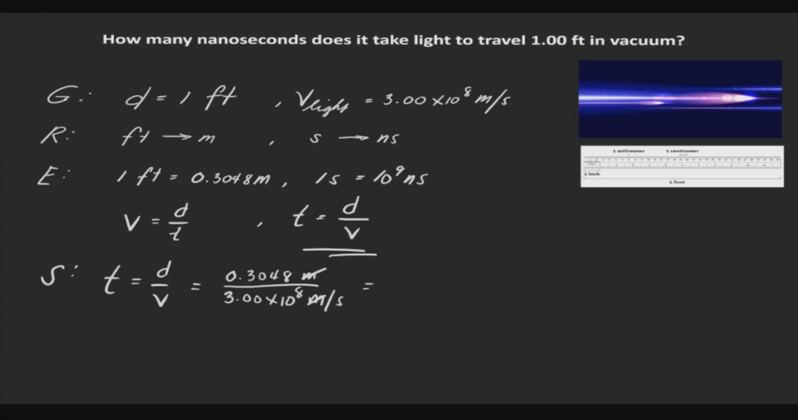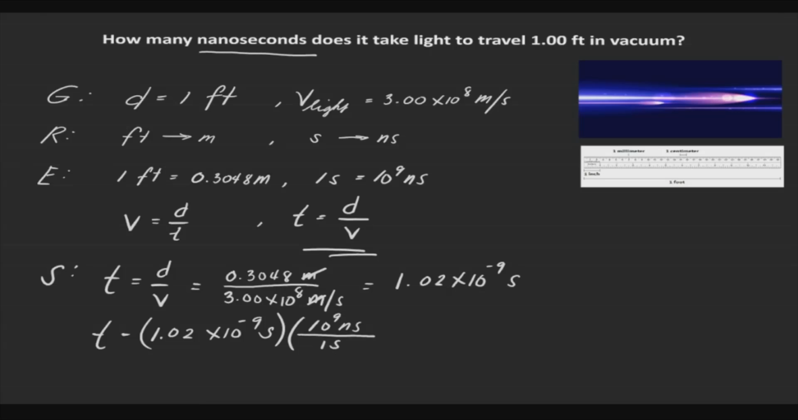And our final answer here is 1.02 times 10 to the power of negative 9 seconds. Here we are asked for the unit of time in nanoseconds. So we need to convert 1.02 times 10 to the negative 9 seconds to nanoseconds by multiplying it to the conversion factor. We have 10 to the power of 9 nanoseconds for every 1 second. So our answer here is 1.02 nanoseconds. Our final answer is 1.02 nanoseconds.